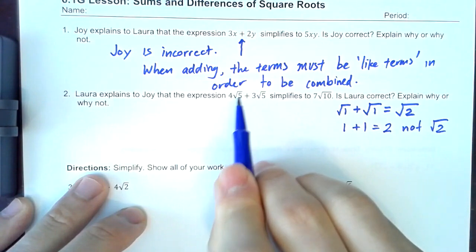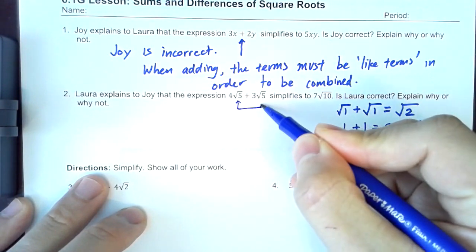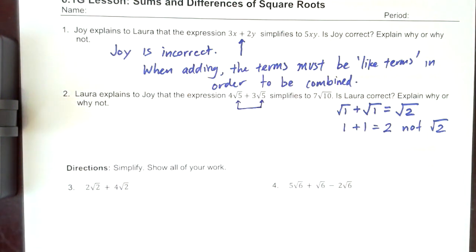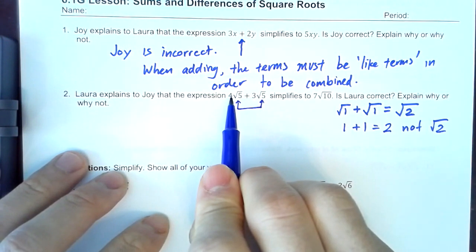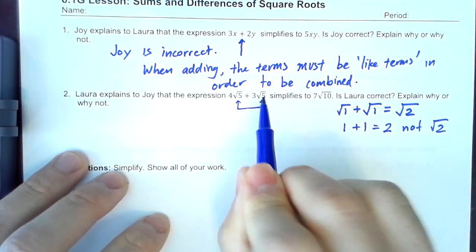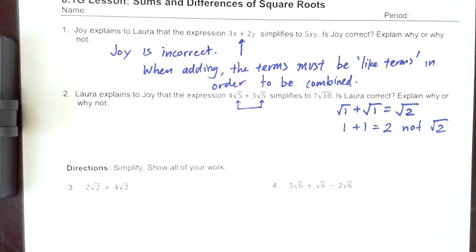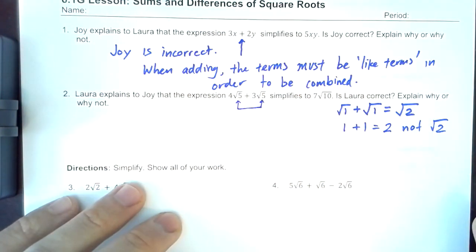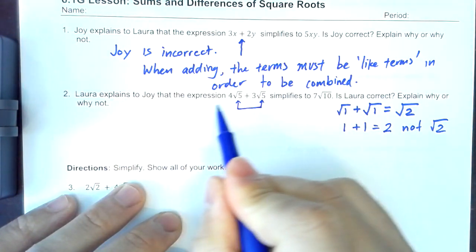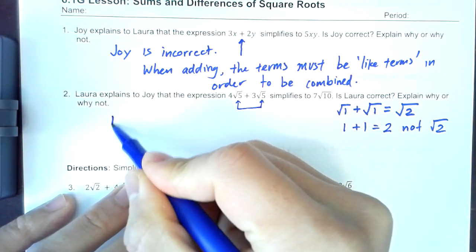Okay, so that's one thing. You cannot add these two numbers. Instead, what you have to do is you have to think of it as like a variable, right? It's kind of like I have 4 square roots of 5 with 3 square roots of 5. So how many total square roots of 5 do I actually have? Okay, so we realize that Laura is also incorrect.